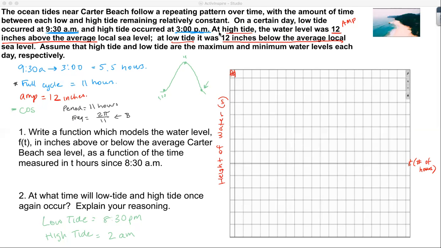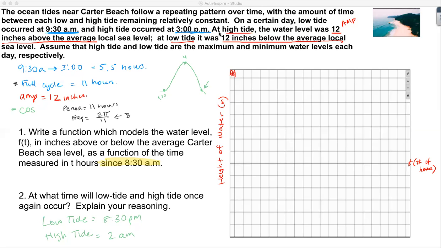Okay, looks like we have everything we need. Almost. There's one more piece of information that is incredibly important. Notice that it's asking about writing this function as a function of the time measured in t hours since 8:30. It's not starting at 9:30, right? It wants us to look at it since 8:30 a.m.